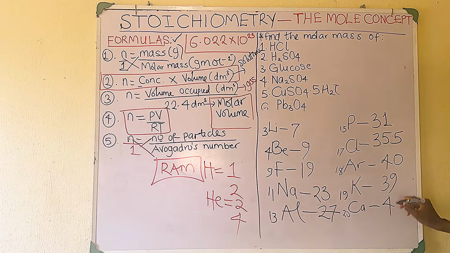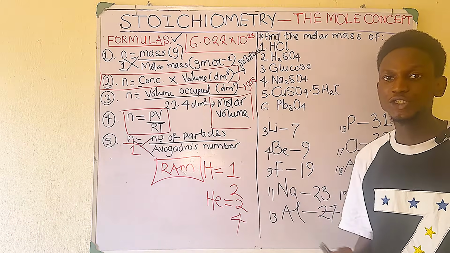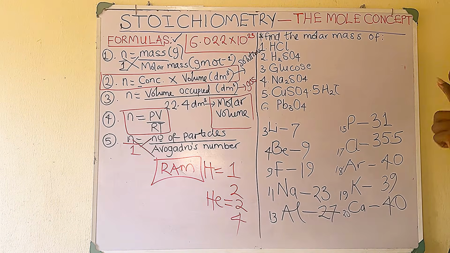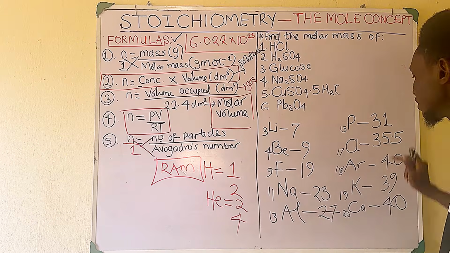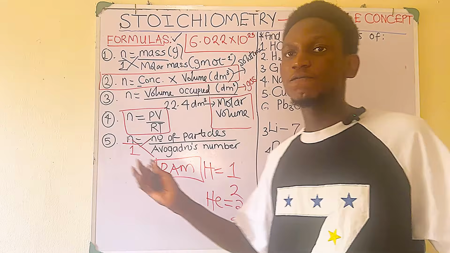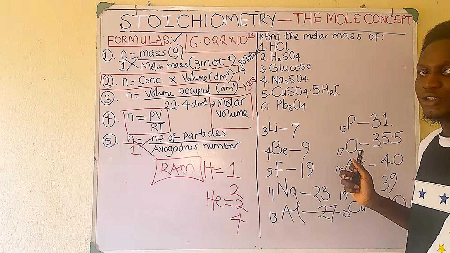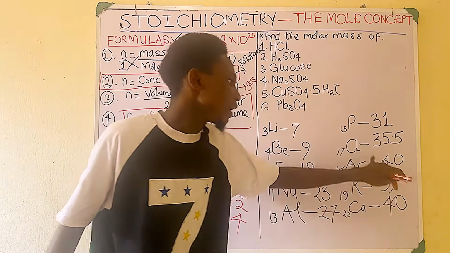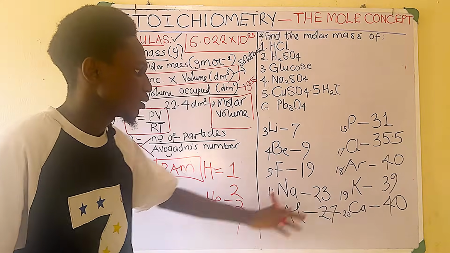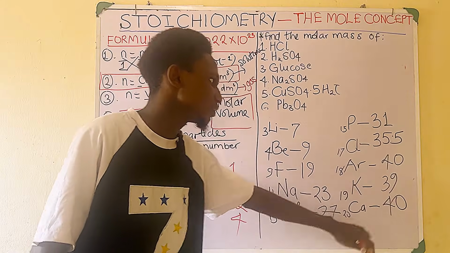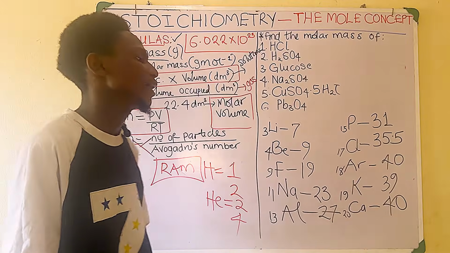So calcium is 40. What does it tell you? If you want to learn it without stressing yourself, once you know that calcium is 40, the next one is 39, 40. Argon 40, potassium 39, calcium 40. You have mastered argon, potassium, and calcium. Then these guys now, all of them are addition of 1 except chlorine, that is 35.5.